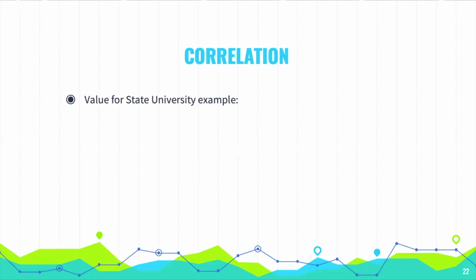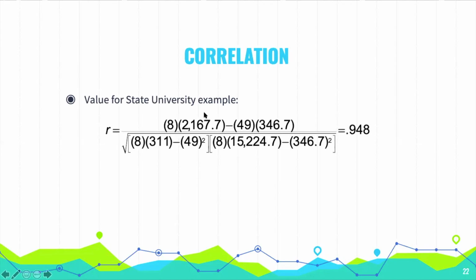So in our example, when we substitute it in the formula, the answer for the correlation R is 0.948. That means sobrang malapit siya sa 1. That means strong ang relationship ng wins at ng attendance.